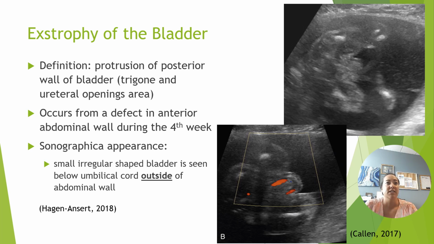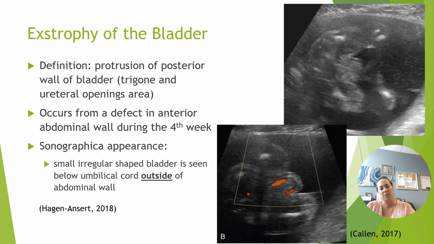So on ultrasound, what you'll see is an irregular kind of mass-like shape below the umbilical cord, but outside of the abdominal wall, so kind of an abnormal pelvic mass outside the abdomen. And you'll see kind of an absence of the bladder, but the bladder is there, it's just not located in the normal location. But you don't see a normal bladder urine reservoir in the pelvis.